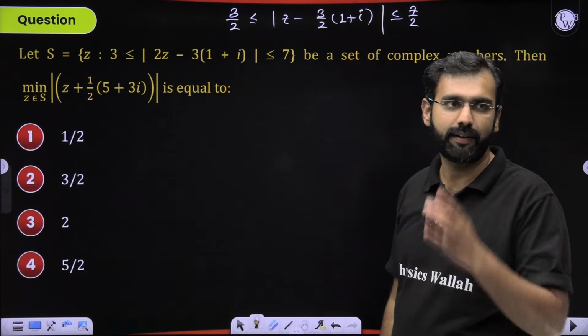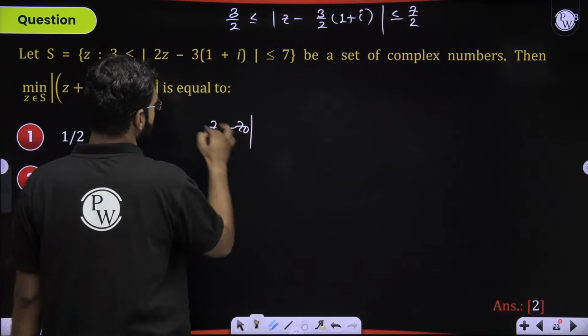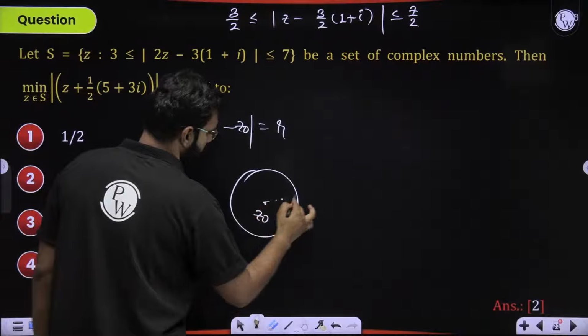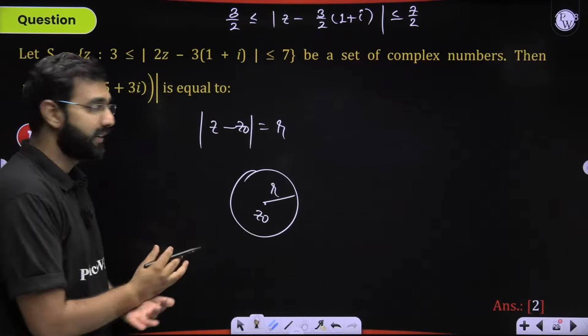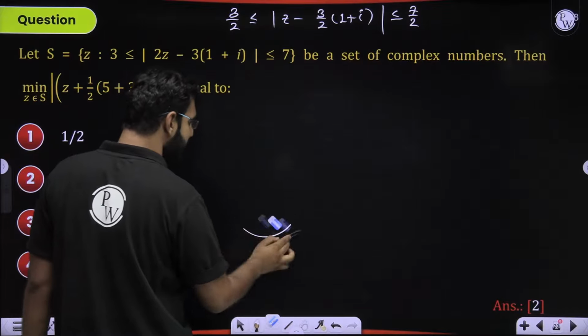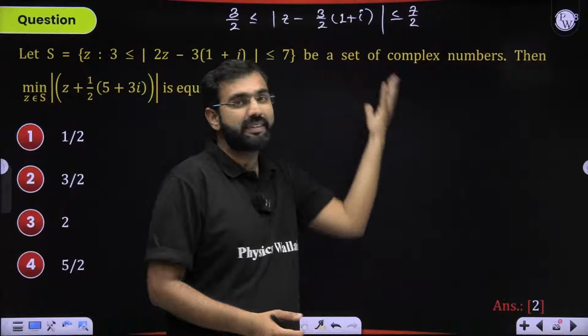Are you understanding it? I hope you remember that |z minus z naught| equal to r represents a circle where the center of the circle is z naught and the radius is r. But here it is not equal; it is given as less than and greater than. So greater than means outside that circle, less than means the interior of that circle.